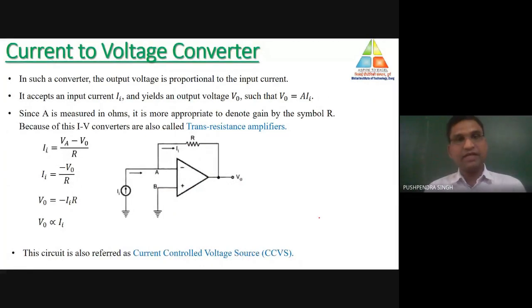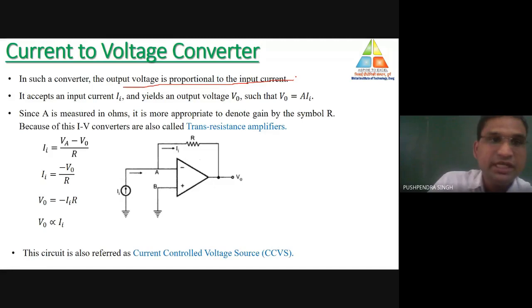In case of current to voltage converter, the input terminal is connected with the input current, and at the output terminal we need to connect the load voltage. It can also be the floating type or grounded type, any kind of load you may connect as per the requirement. So in such a converter, the output voltage is proportional to input current. It accepts input current and produces the output voltage. So V0 is equal to A into IN, where A is nothing but the resistance.